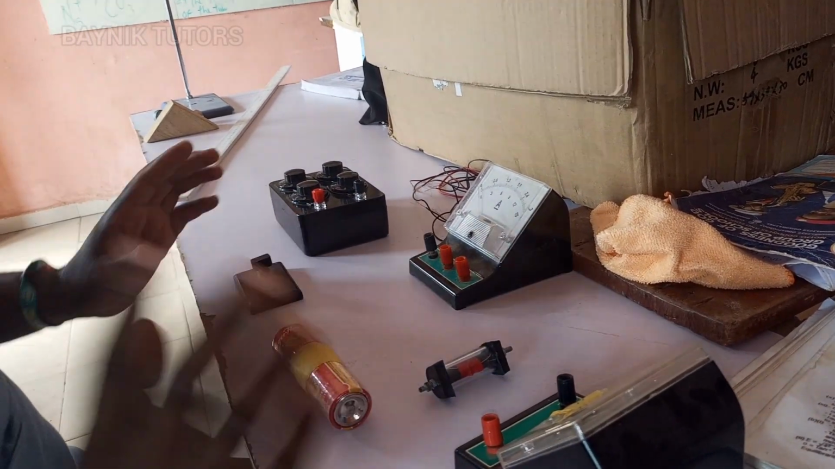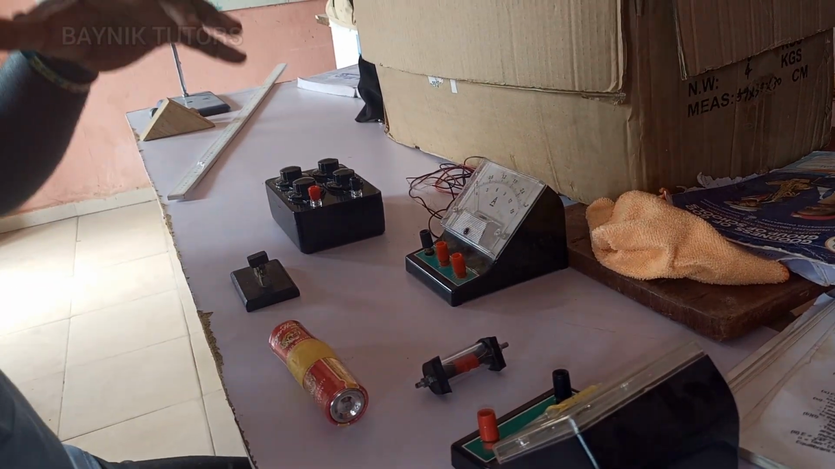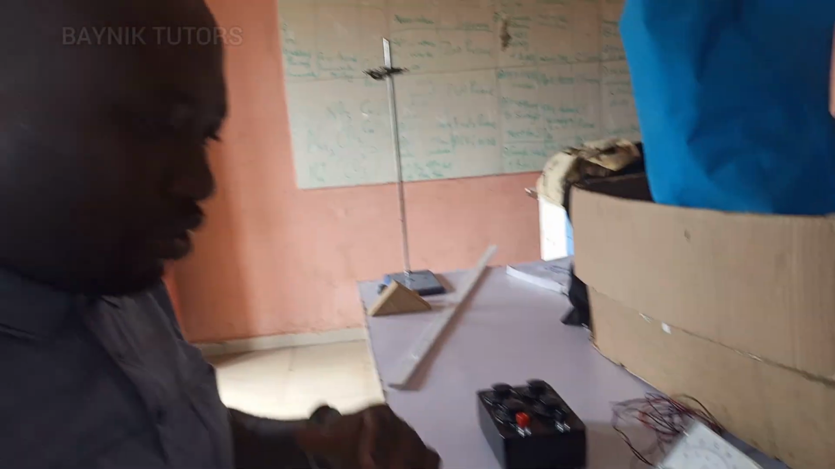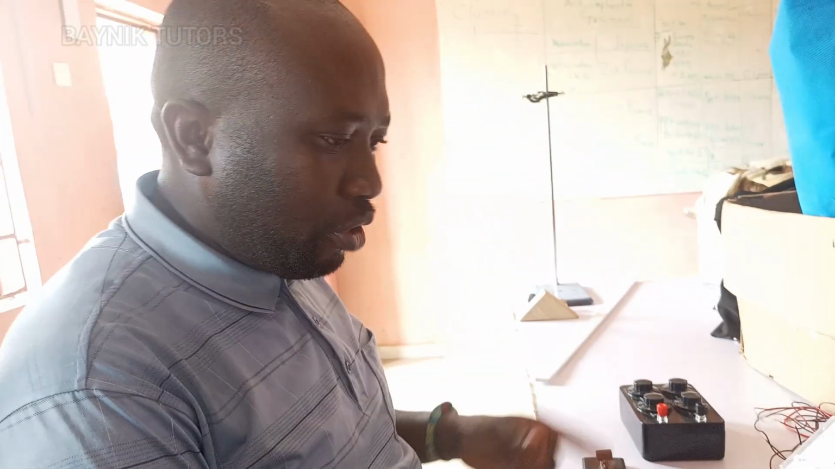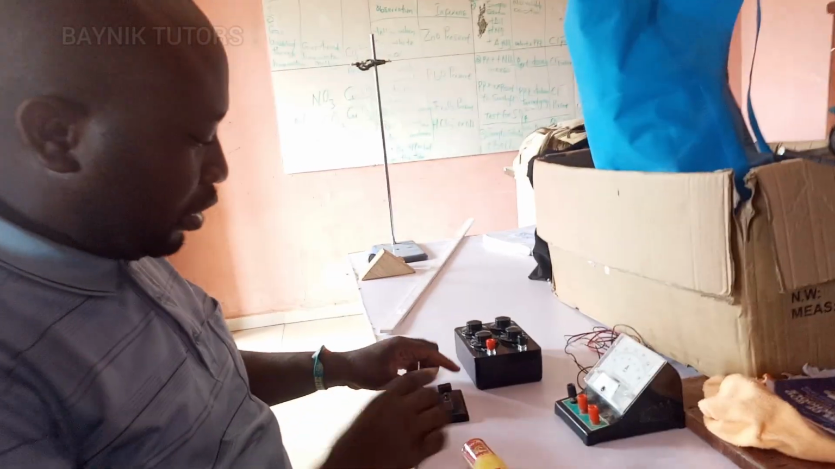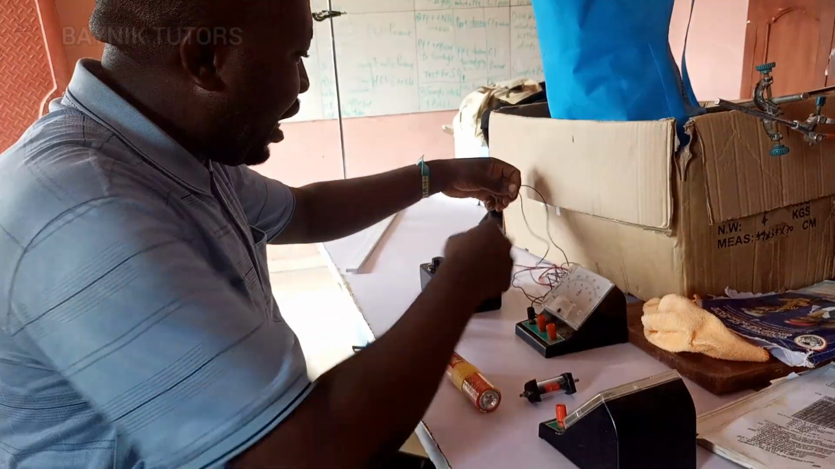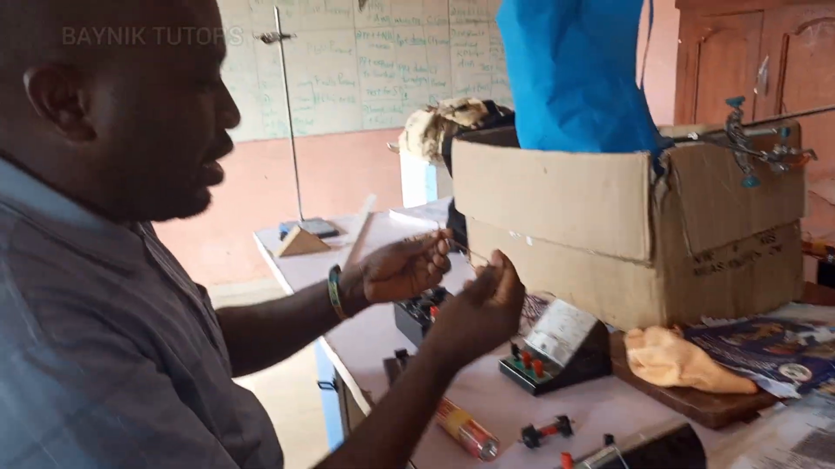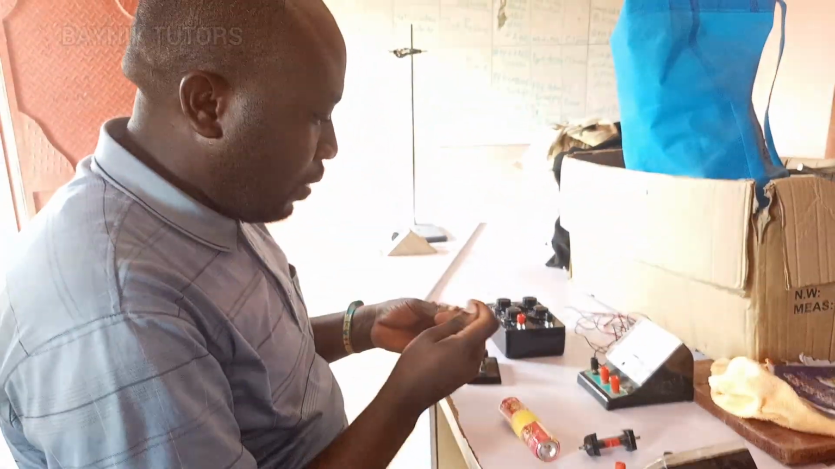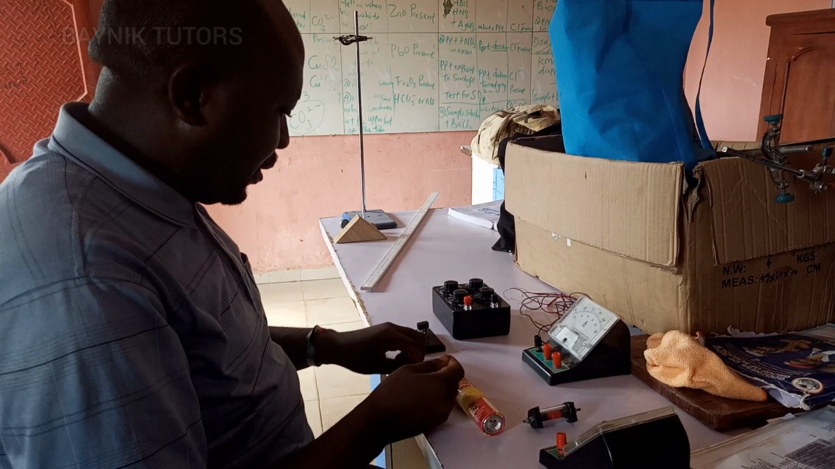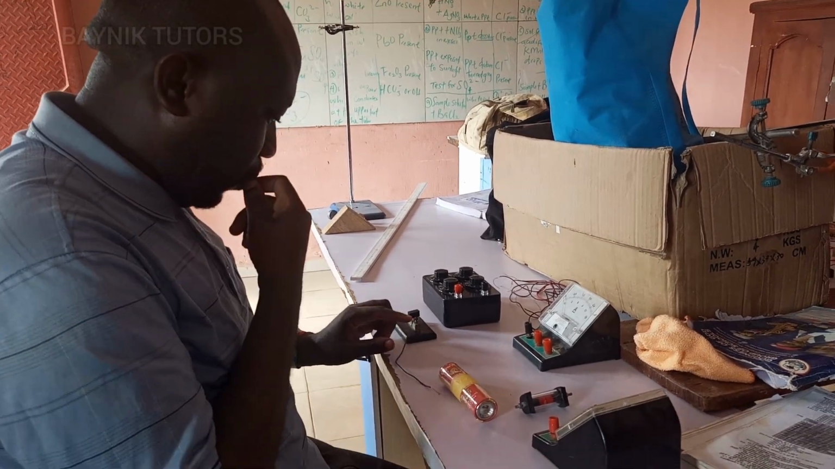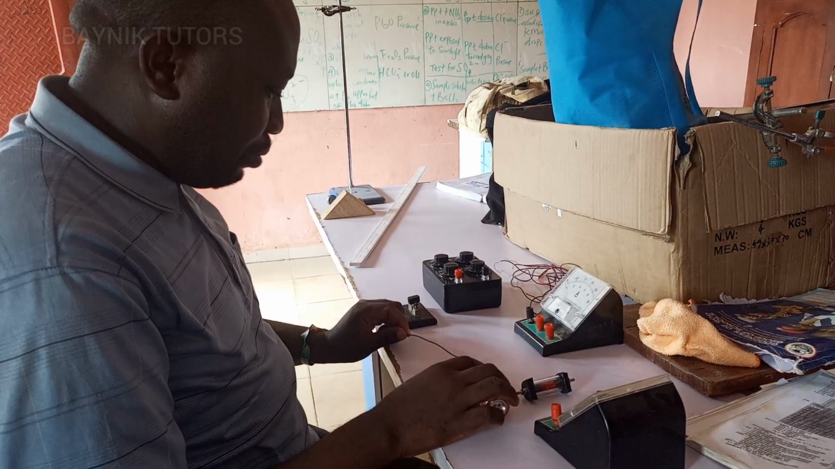Then you take note of something very simple. You realize that I'm going to join the positive terminal with the key here. It doesn't have polarity. So I can bring any of the cable here. I'm joining like this. I want you to see my work. See the way I'm joining.